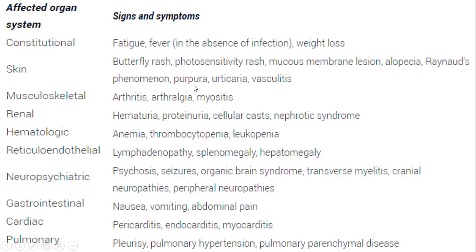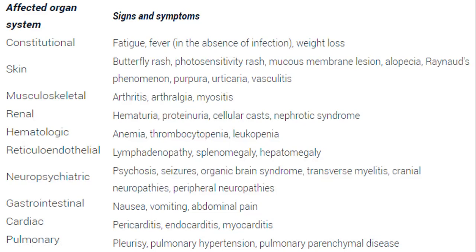So this is a typical butterfly rash seen in systemic lupus erythematosus. And these are the different signs and symptoms per organ system associated with systemic lupus erythematosus. So notice the manifestation would actually depend on which organs are affected. It varies from patient to patient.